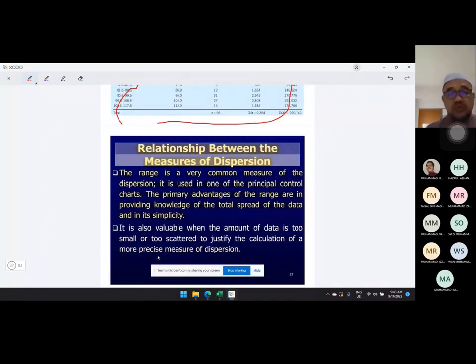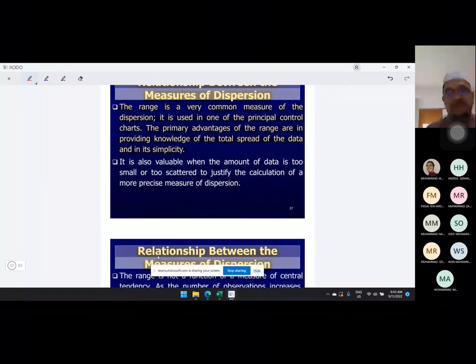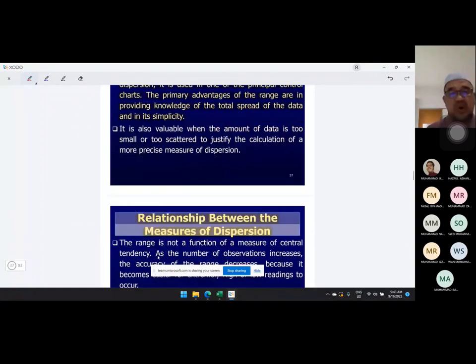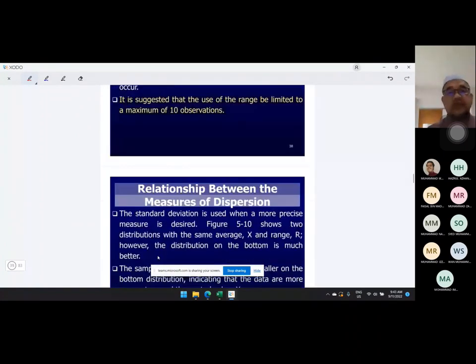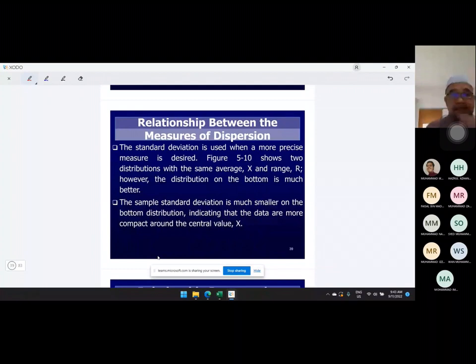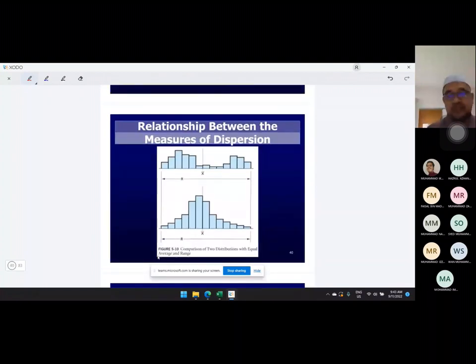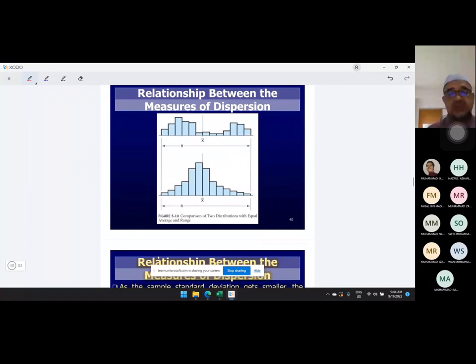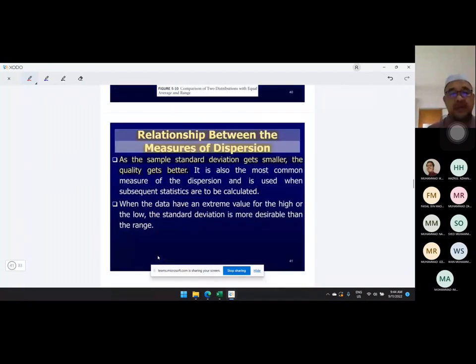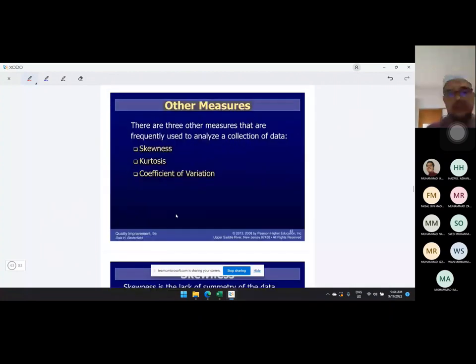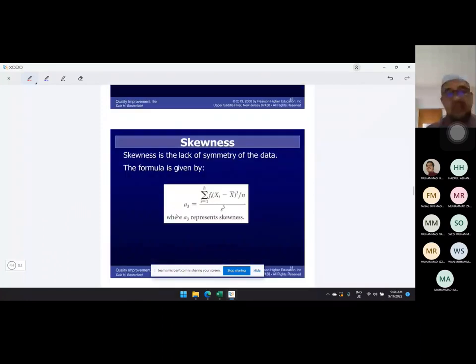Okay. So go through these slides carefully because we discussed in a number of classes already. And so we talk about this already in our classes. So go through them, and ask us in our WhatsApp group. So other measures include, we already saw just now, skewness.